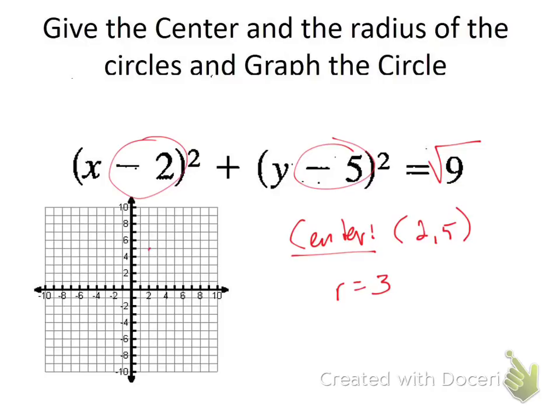Okay? So 2 comma 5 is right here. Since the radius is 3, we're going to go 3 in all directions to give us an idea of different points on the circle, and then draw a nice, perfect circle. That's it. That's all there is to it.